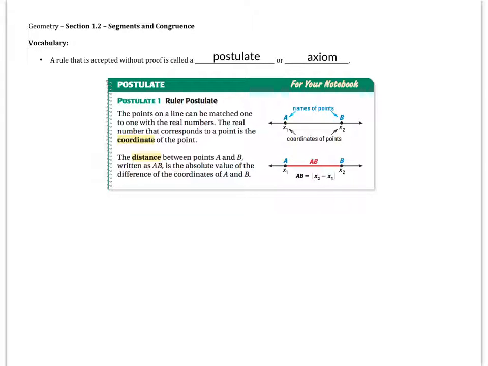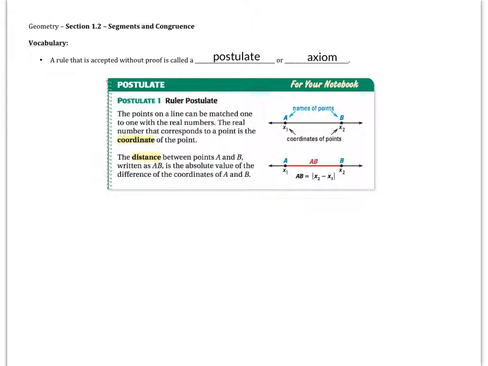The distance between points A and B, written as AB, so we'll talk about that in a second, is the absolute value of the difference, meaning subtraction, of the coordinates of A and B. Distance is always positive, so that's why they're using the absolute value, because the answer in an absolute value problem is always positive. So what they're saying is, if you want to find the distance between points A and B, just take the coordinates of B, subtract it from the coordinates of A, and you'll figure out what the distance is, as long as you change it to a positive if it happens to be a negative.